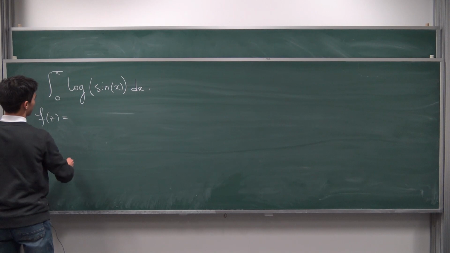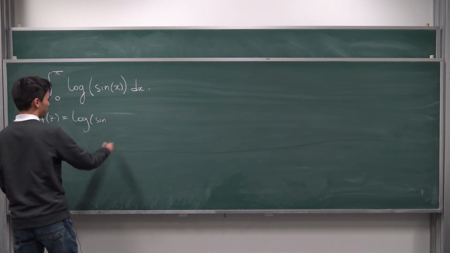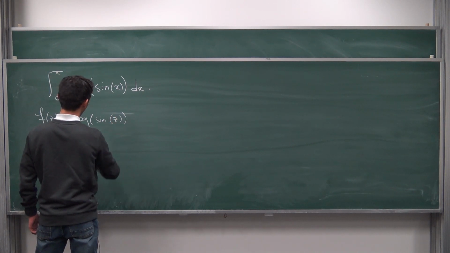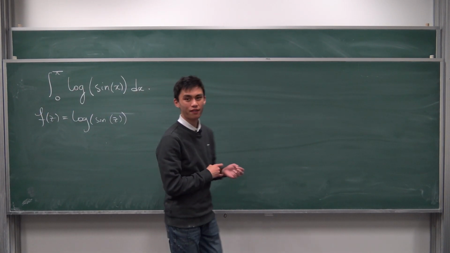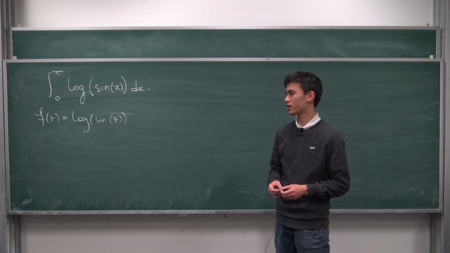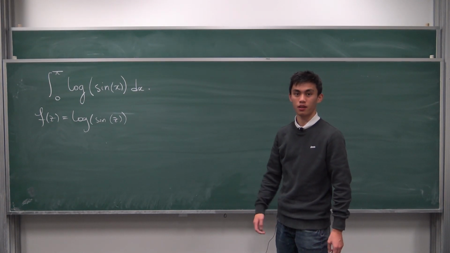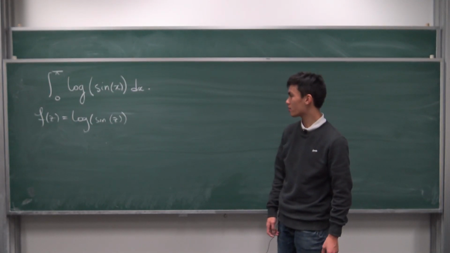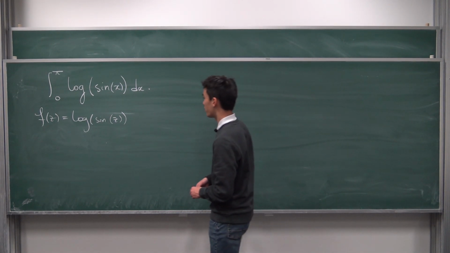So f of z is equal to just the integrand, so log of sine of x, but instead of x we have z over here. So that's our function. Now this is an okay function to use. The only problem is it has the sine in there, which isn't really too nice in the complex plane. Usually if you work in the complex plane, you like to use exponential functions. Luckily though, we can rewrite sine in terms of its exponential function.